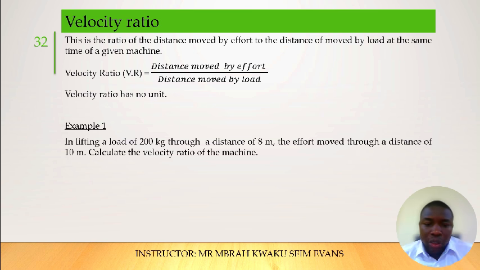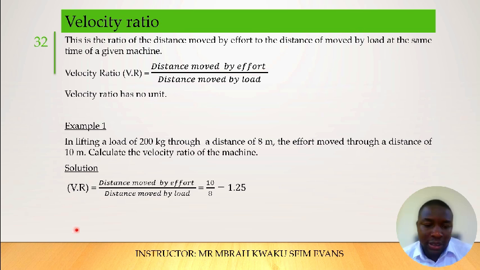In lifting a load of 200 kg through a distance of 8 meters, the effort moved through a distance of 10 meters. Calculate the velocity ratio of the machine. Now the solution: we know that velocity ratio is distance moved by effort over distance moved by load.